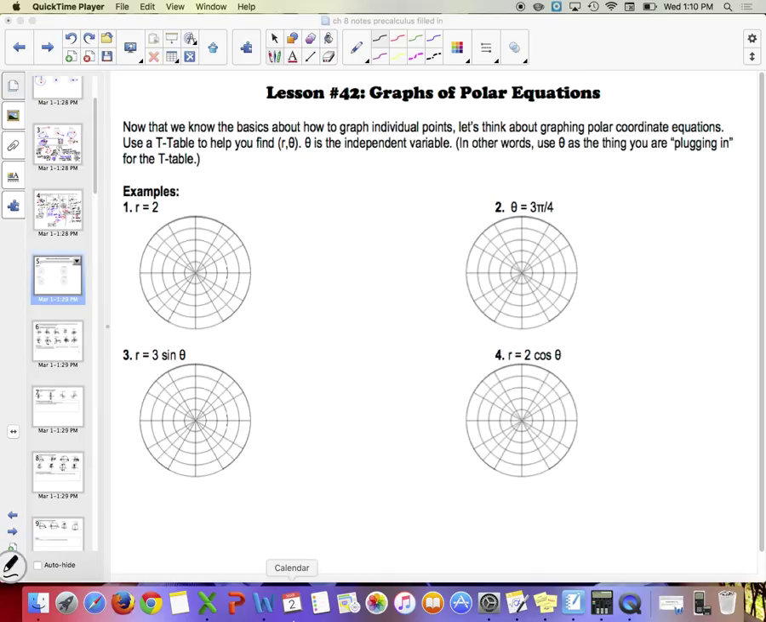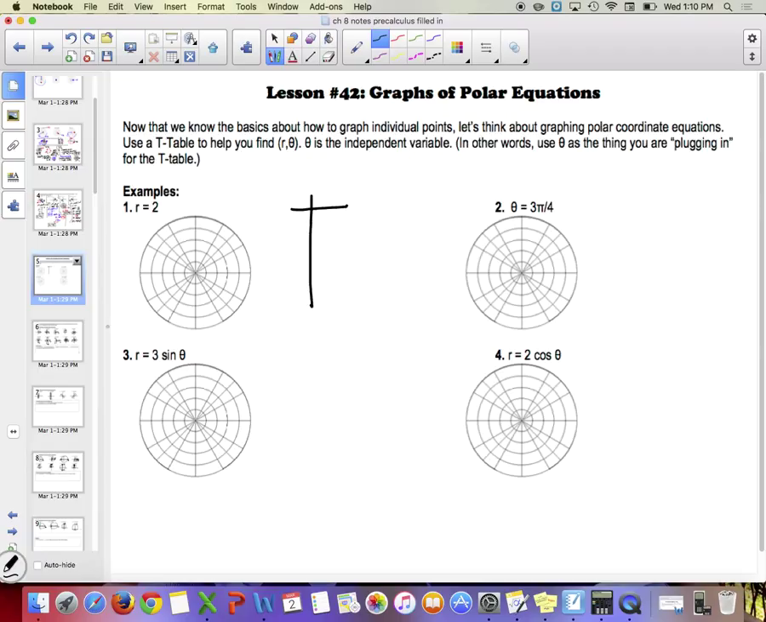So basically, if you have r equals 2, theta is the independent variable. In other words, think of theta as the thing that you're plugging in each time. Your points are always r comma theta. So if r is equal to 2, that means r is always equal to 2, no matter what my angle is. I could have an angle of 0, pi over 6, pi over 4, pi over 3, or 7 pi over 6. Any of those are going to have an r value of 2.